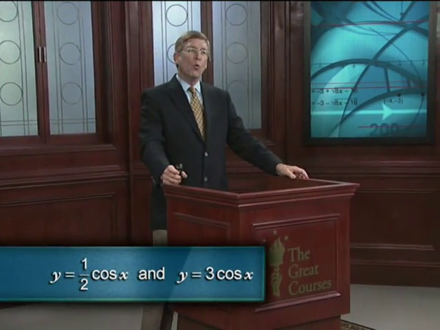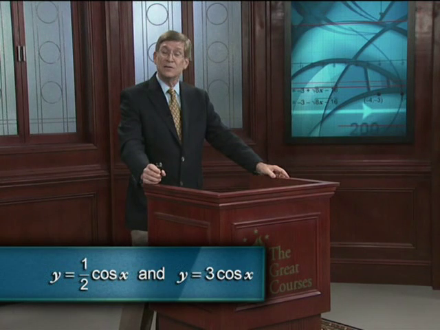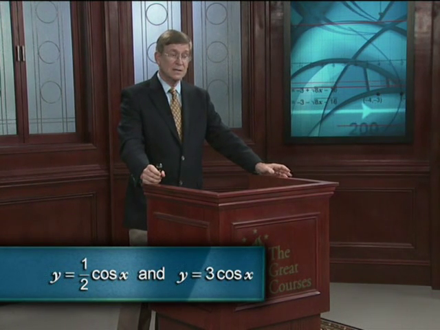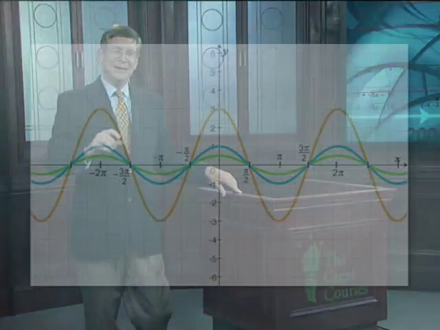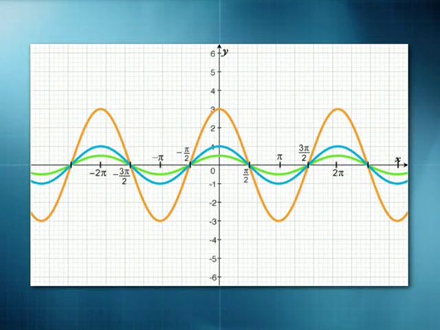Let's graph 1/2 cosine x and 3 cosine x in the same Cartesian coordinate system. Okay, this is pretty easy, actually. Here you see 3 graphs. One graph in blue is our old friend cosine. Okay, cosine goes up to 1. Notice that at 0, 1, it touches there.